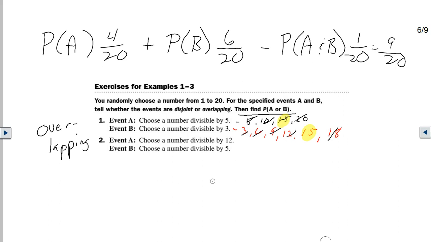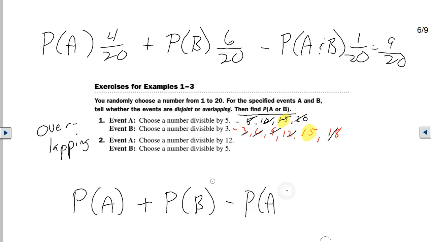So basically, I want to add the two probabilities. So I do the probability of A plus the probability of B, and I subtract the probability of the ones that are in both. So add them up. With overlapping events, we have to subtract that overlap.